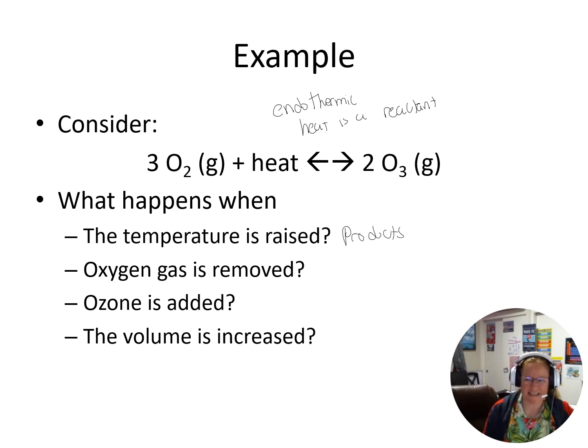All right, what happens if I take away oxygen gas? Well, oxygen gas is a reactant, so I need to form more reactants, so I will shift toward reactants. What about ozone? Ozone's a product. So what happens if I add in excess ozone? Think about that. Well, if I'm adding in excess product, I have to shift back toward reactants.